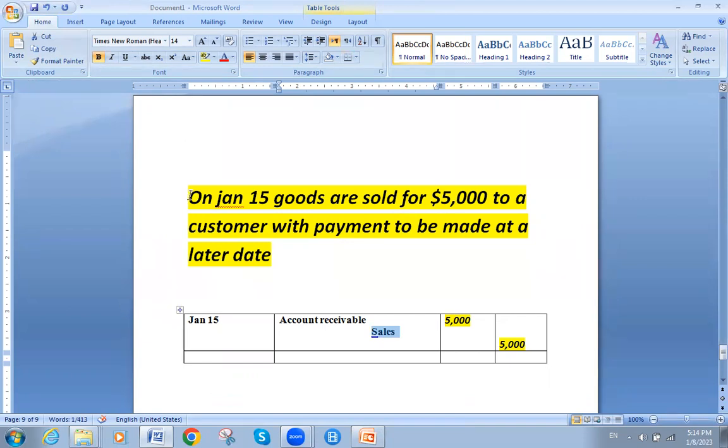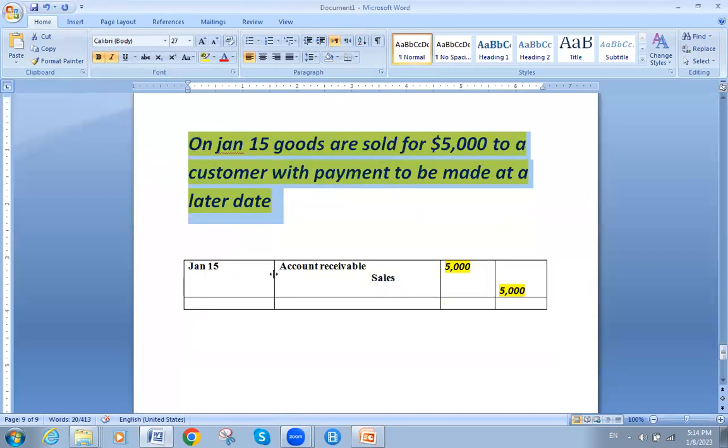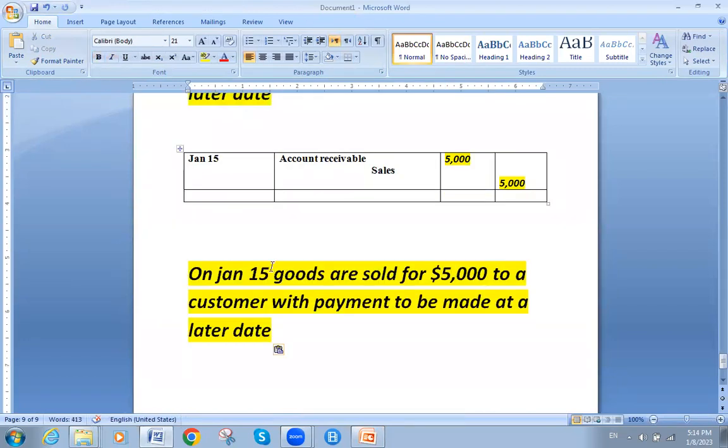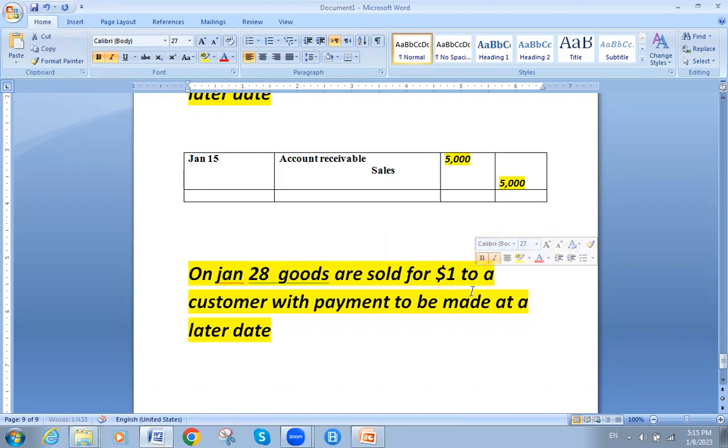Okay, now it's your turn, my dears, to do this transaction. On Jan 28, goods are sold for $10,000 to a customer whose payment is to be made at a later date. So could you please do this for me? It's exactly like this one. Account receivable into sales, but the amount will be 10,000 instead of 5,000, and that's it. So the solution will be the same, but you will change the amount and you will change the date.